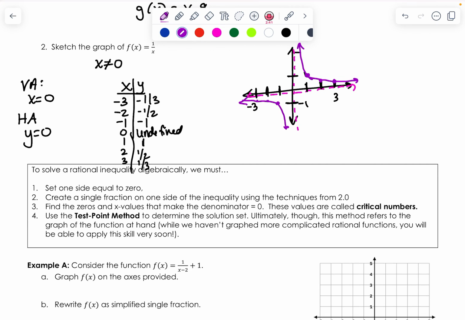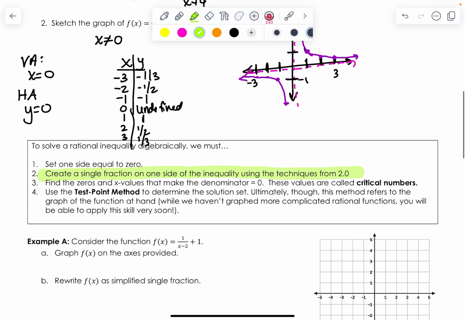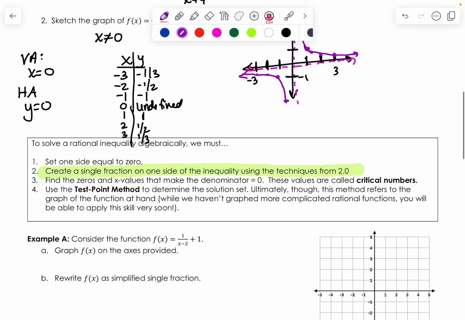To solve a rational inequality algebraically, you're going to set one side equal to 0. You do need to create a single fraction. You're going to find the critical numbers, which are the zeros, and any x value that makes the denominator 0. So those are critical numbers. And then we're going to use the test point method that we used before.